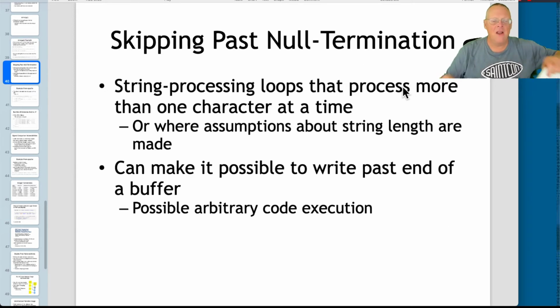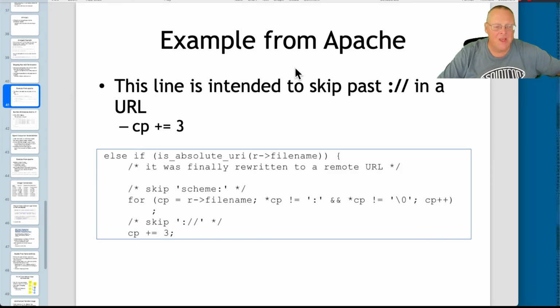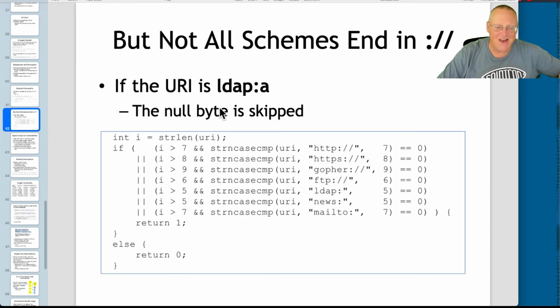All right, another problem is when you're reading a string, you don't always read it byte by byte. If you jump ahead by more than 1 byte, you might jump over the null byte. And that has happened a bunch of times. For example, here's Apache. If it finds a colon in a URL, it assumes that it's followed by 2 slashes. So it jumps ahead by 3. So here you go, skip the colon and the // and move ahead by 3. Now that would be fine, except the colon is not always followed by //. There are conditions.